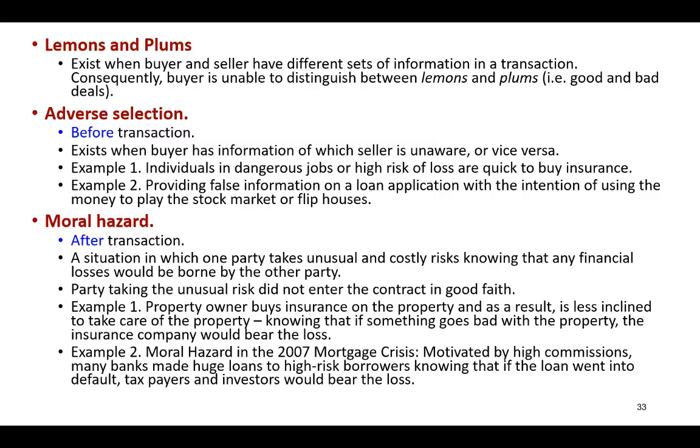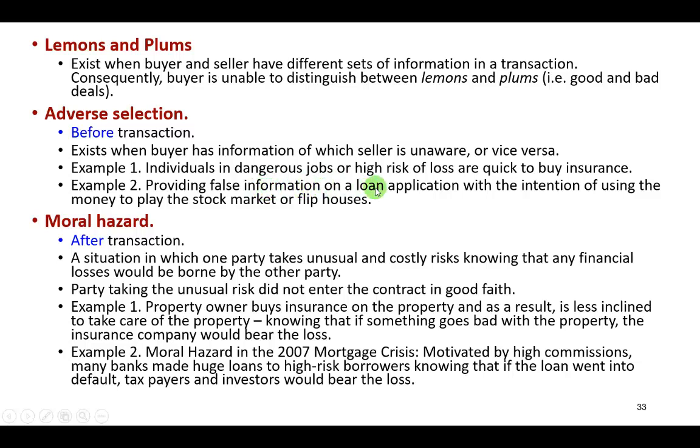The other is adverse selection, which is a feature of informational asymmetry occurring prior to the transaction and exists when the buyer has information of which the seller is unaware, at the outset, right before the transaction takes place. So here I give a couple of examples, one of which is that individuals in dangerous jobs or at high risk of loss are quick to want to buy insurance. They know that there's a high probability of loss, and so they go ahead and buy insurance already.